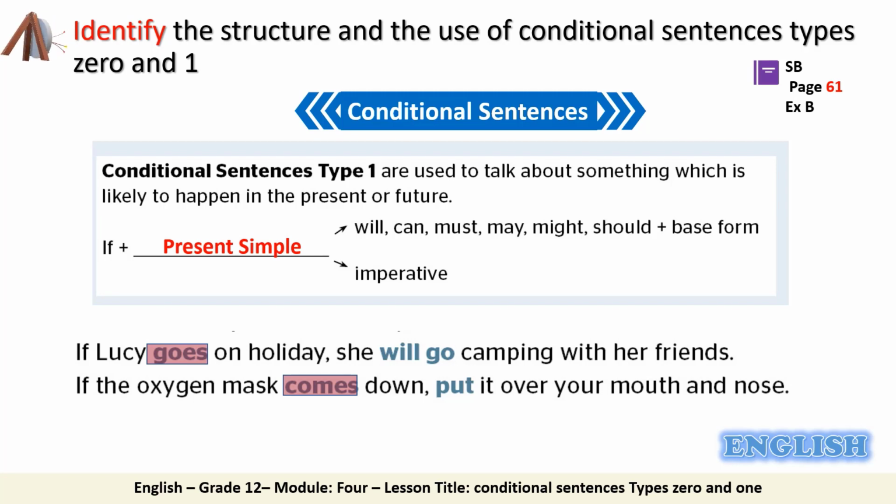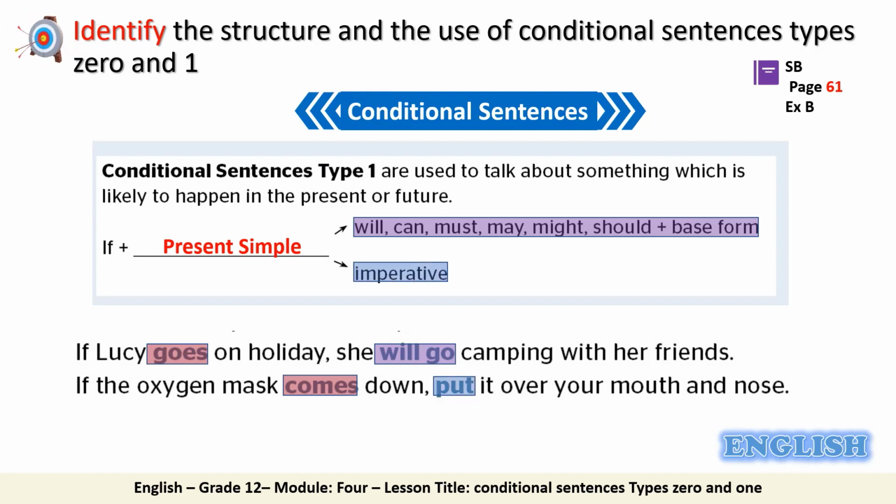As for the main clause of the first sentence, we should use will or other modal verbs like can, must, may, might, should, and the base form of the verb. However, it's a bit different for the main clause of the second sentence, as to give instructions or advice, it's better to use the imperative. And the imperative means that you start your clause immediately with the verb without mentioning the pronoun.